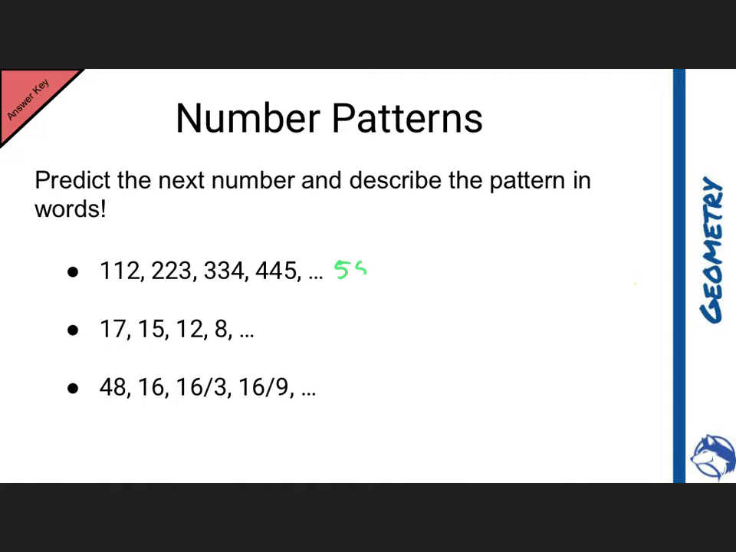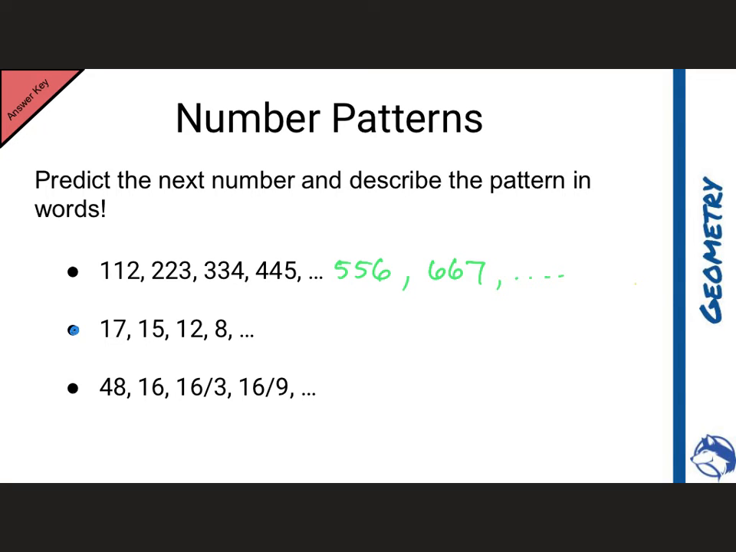So the next one's going to be 5, 5, 6, and then it would be 6, 6, 7, and so on and so forth. It would keep going on into infinity there. So basically, to describe this, the first two numbers are the same, and then the next number is one higher. So now let's go to the next one.